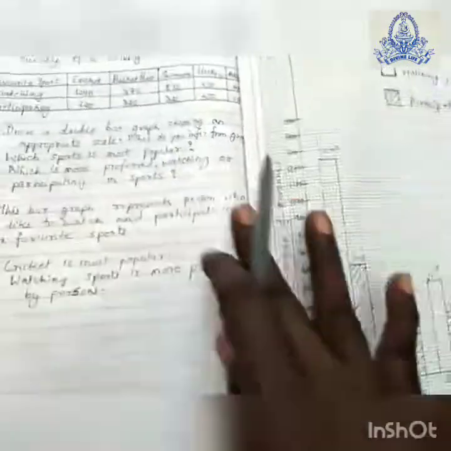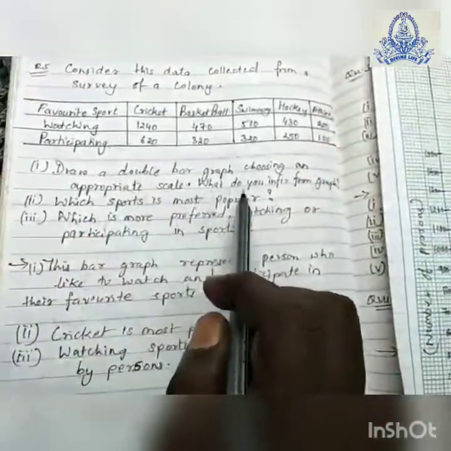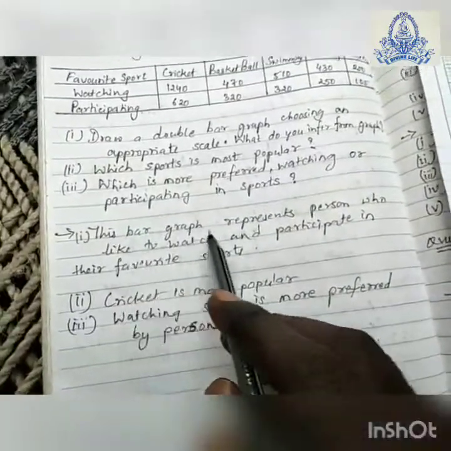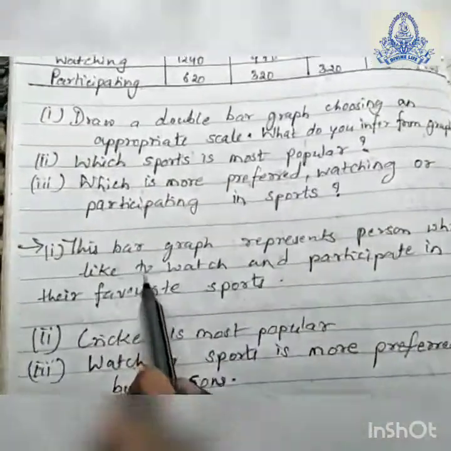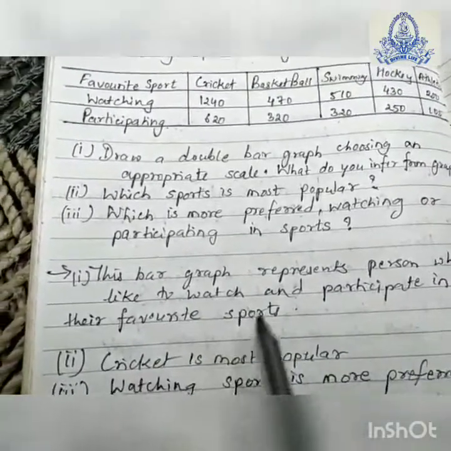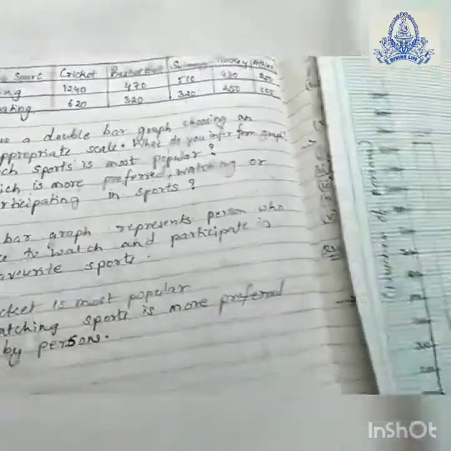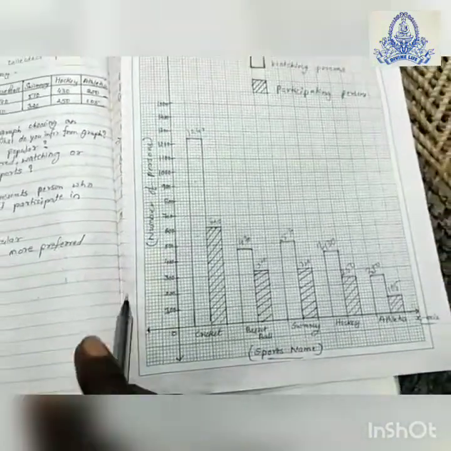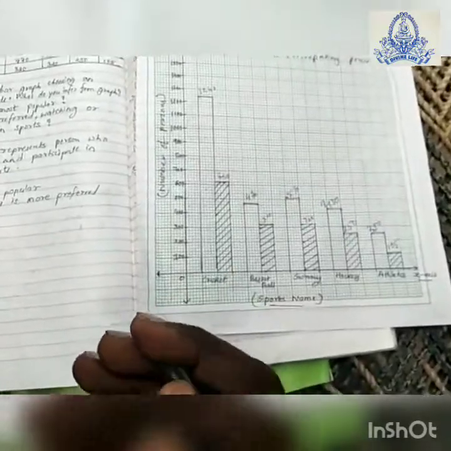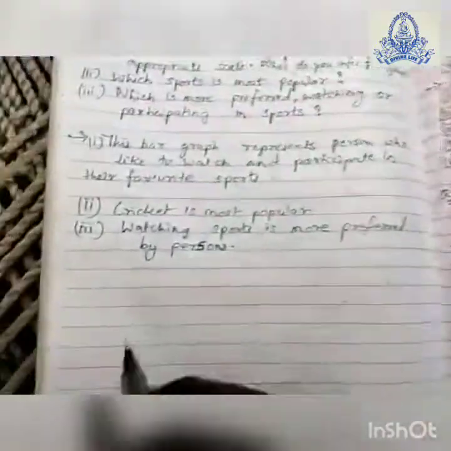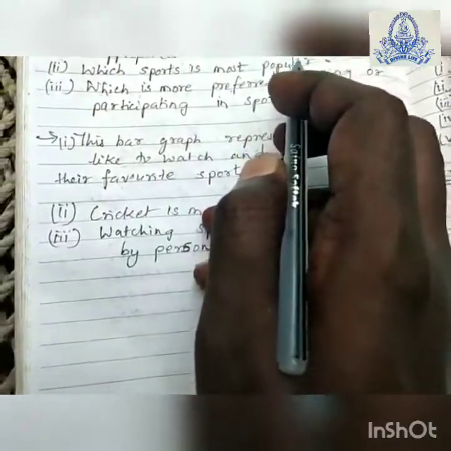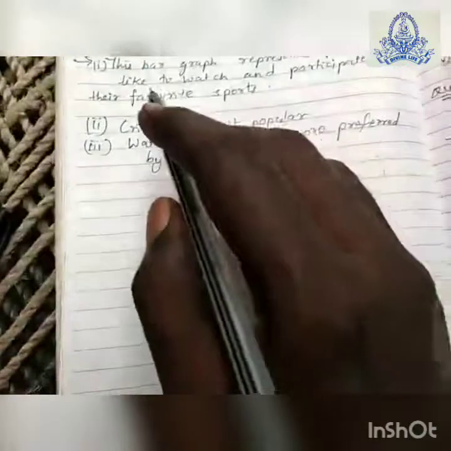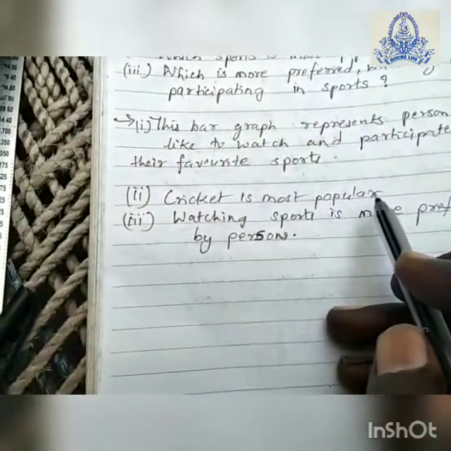Now according to the first question, they asked to draw a double bar graph, which we have drawn. What do you infer from this graph? So the answer first is: this bar graph represents the persons who like to watch and participate in their favorite sports. This graph shows the number of persons who like to watch their favorite sports and the persons who like to participate in their favorite sports. Second question they asked, which sport is most popular? Here we can easily see that the most popular sport is cricket. Cricket is the most popular sport.